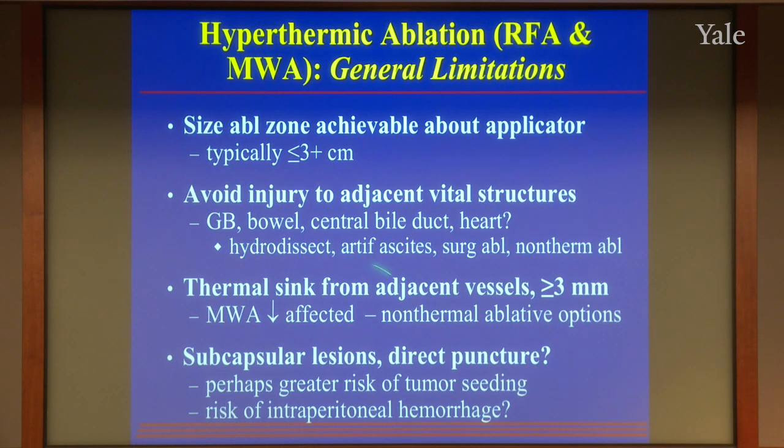Another limitation is a thermal sink from adjacent vessels. Typically, greater than or equal to 3 millimeters is considered a vessel size that becomes a problem for carrying the heat away. Microwave does appear to be less affected by this, as of course do non-thermal methods. And we don't generally like to directly puncture subcapsular lesions. Perhaps there's an increased risk for bleeding intraperitoneally and tumor tract seeding. At least in one study, this was felt to be a more important issue.